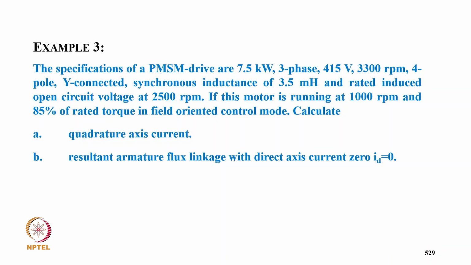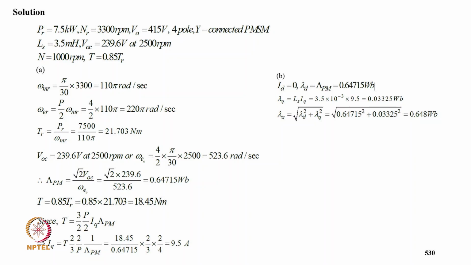So coming to example 3, the specifications of the PMSM drive are 7.5 kilowatt, 3-phase, 450 volt, 3300, 4-pole, star connected, synchronous inductance is 3.5 millihenry, and the rated induced open circuit voltage at 2500 rpm. If this motor is running at 1000 rpm and 85% of rated field under control mode, calculate the quadrature axis, and the resultant armature flux linkage with direct axis current equal to 0. So here all the data are given.